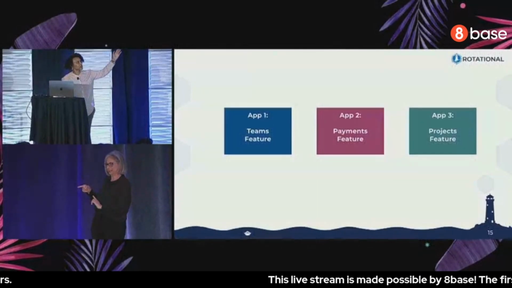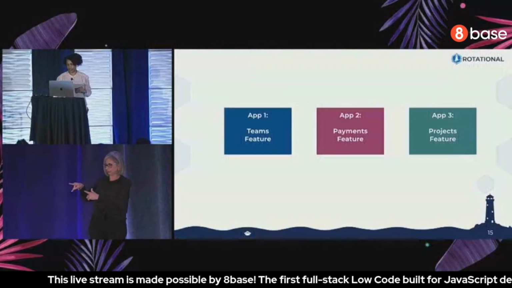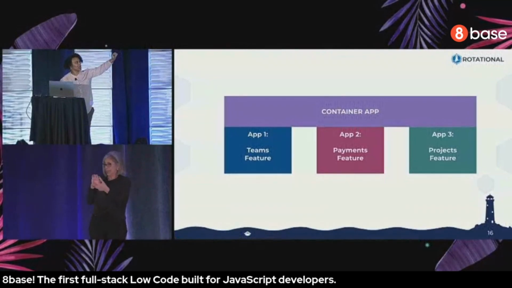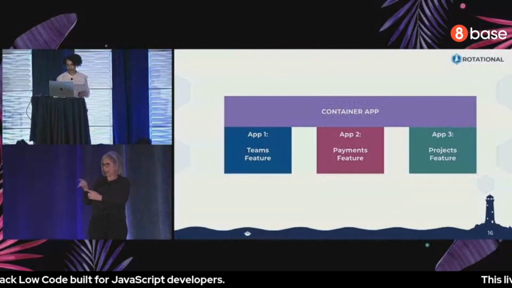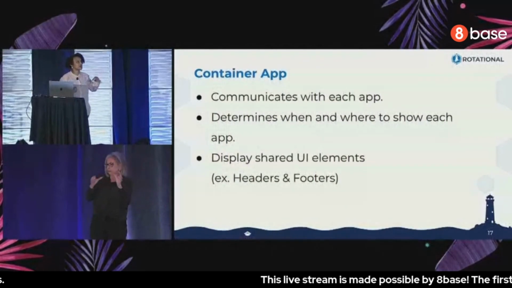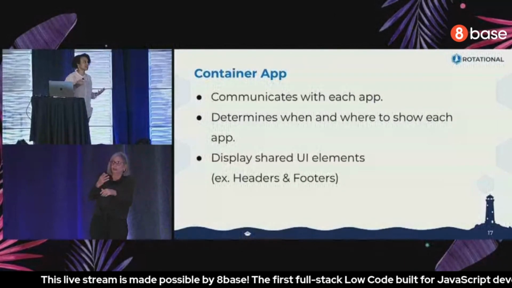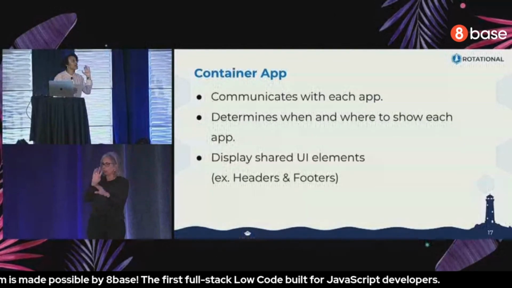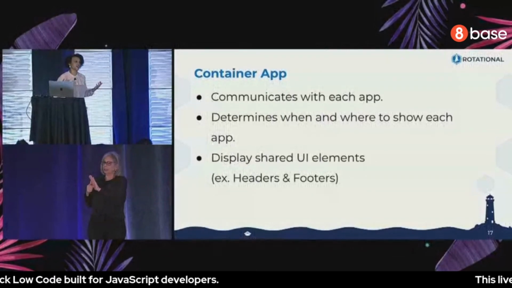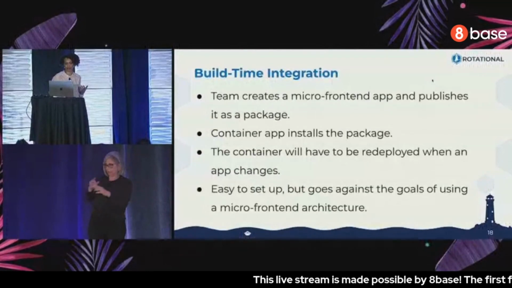So here, teams, payments, projects, we have our 3 separate apps with their 3 separate repositories. And on top of this, to connect these 3 will be a container app. What that does is it will communicate with each app and determine when exactly to show them based on when the user is on your website and navigating your site. And then you can also use it to display shared UI elements so that you don't have to have a header in each app, for example, or a footer in each app.